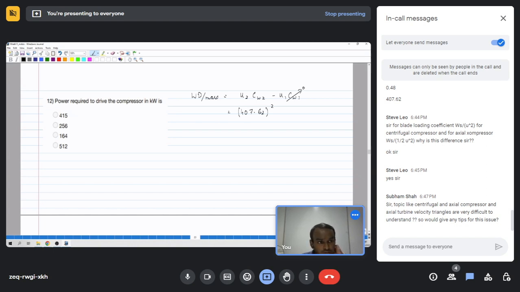Topic like centrifugal compressor is difficult to understand, so would you give me tips for this issue? Tips in the sense, sir, good evening, sir. Maybe after this problem I will open the previous last week's class notes, and somewhere I have drawn the velocity triangle, so I can go into that and I can explain to you how it works.